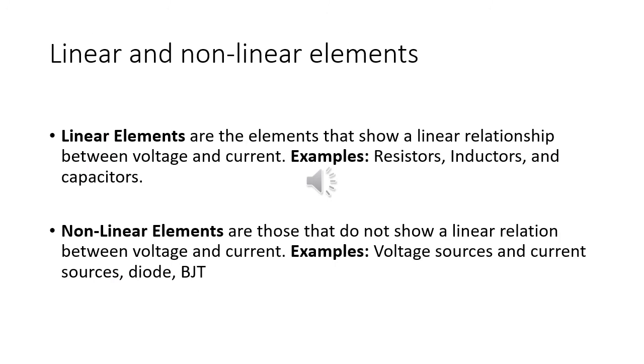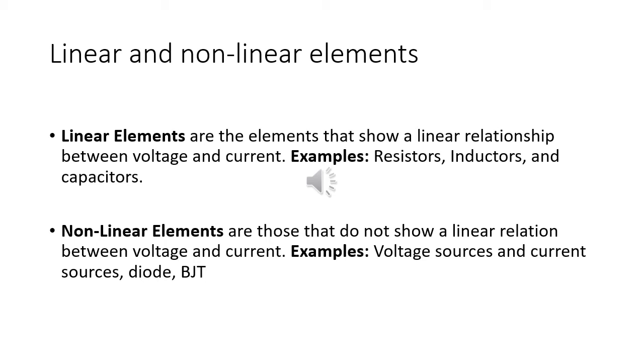Now let us see about linear and non-linear elements. By definition, a linear element is one that shows a linear relationship between voltage and current. Examples are resistors, inductors, capacitors, etc. All these elements show a linear characteristic between voltage and current. On the other hand, non-linear elements are those that do not show a linear relationship between voltage and current.